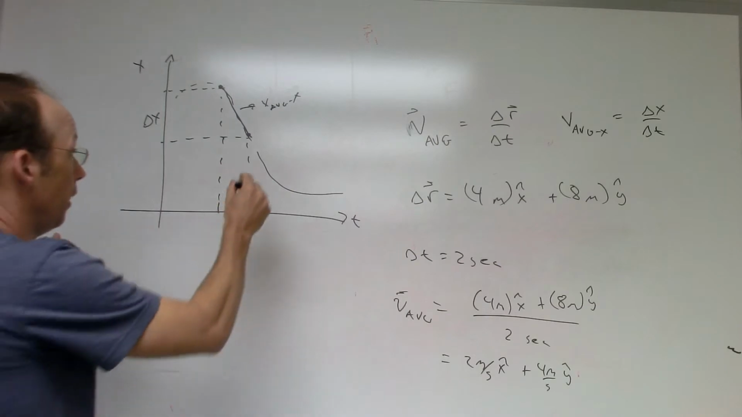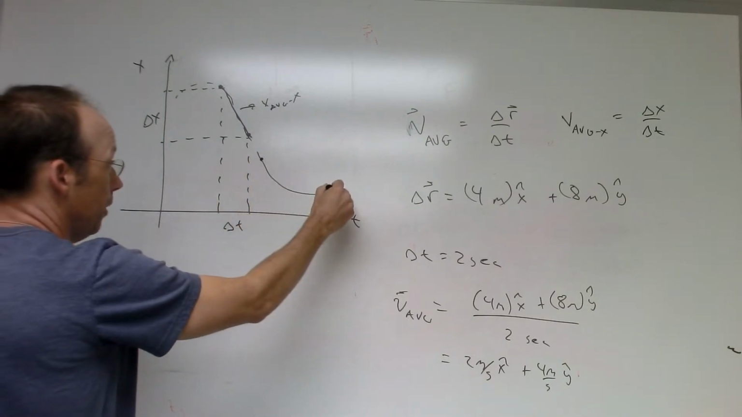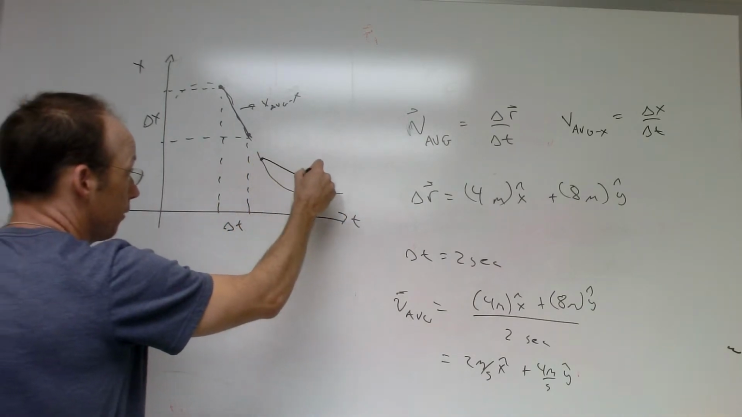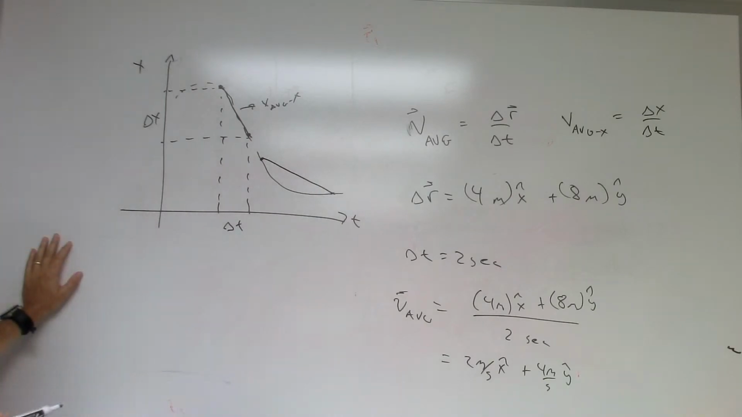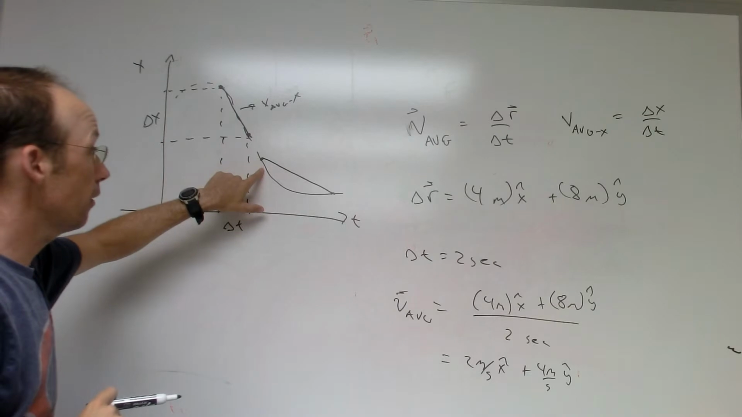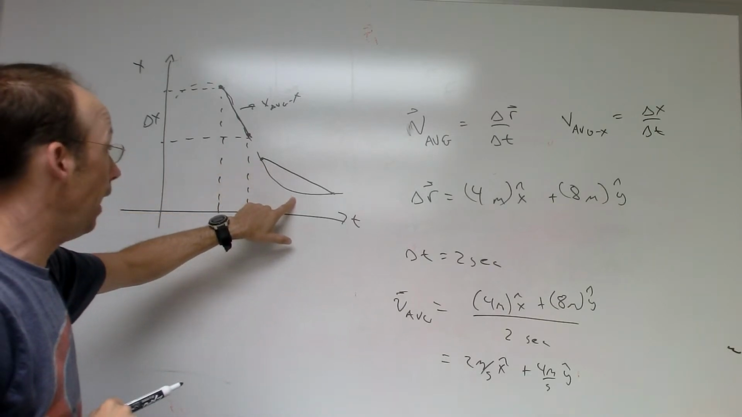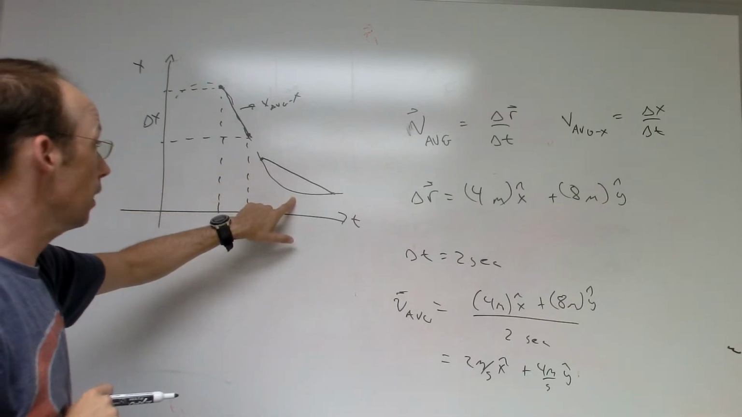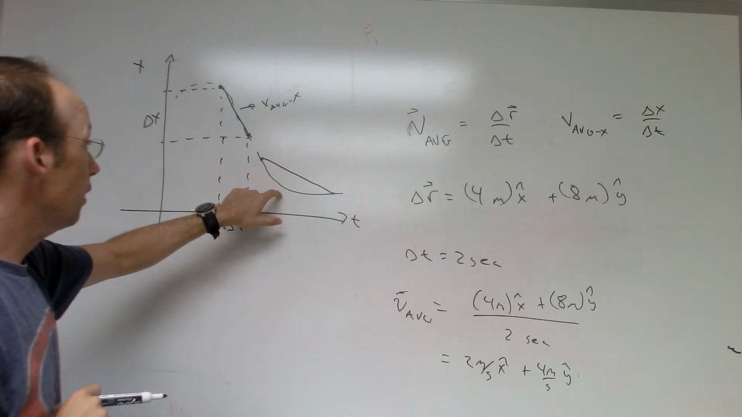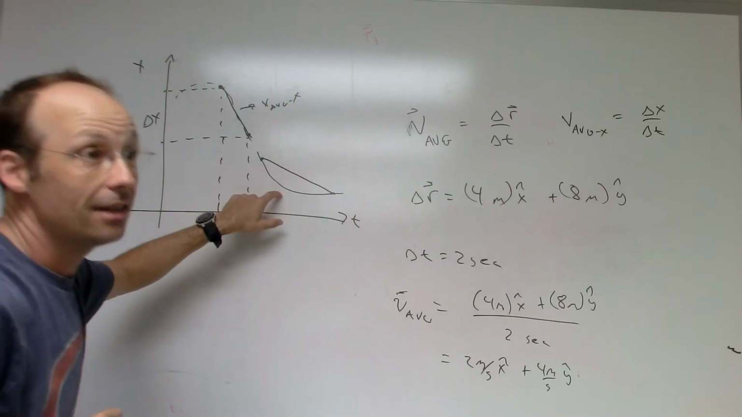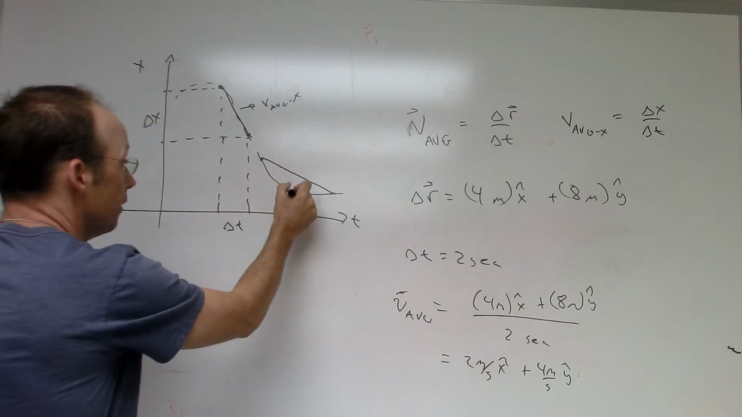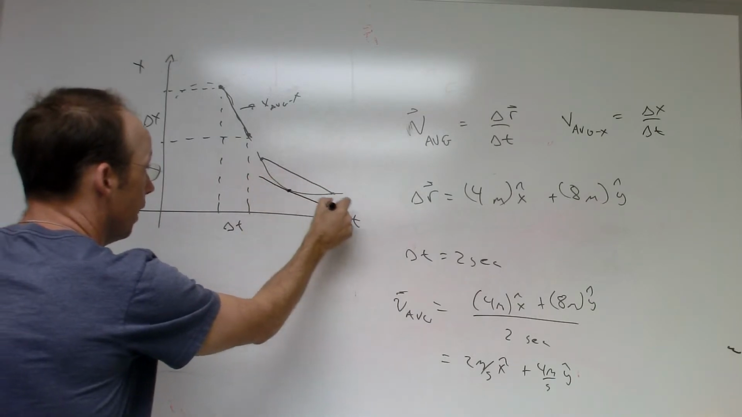Now, what if I look at the average velocity from here to there? That's my slope. Okay? And that doesn't really match the graph very well, because the velocity is actually changing as you move along. So, in this case, the average velocity and the instantaneous velocity are different. The instantaneous velocity is the tangent to that curve.